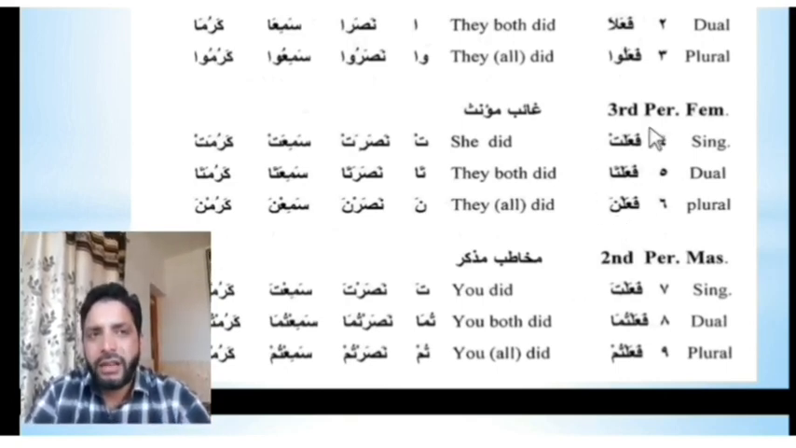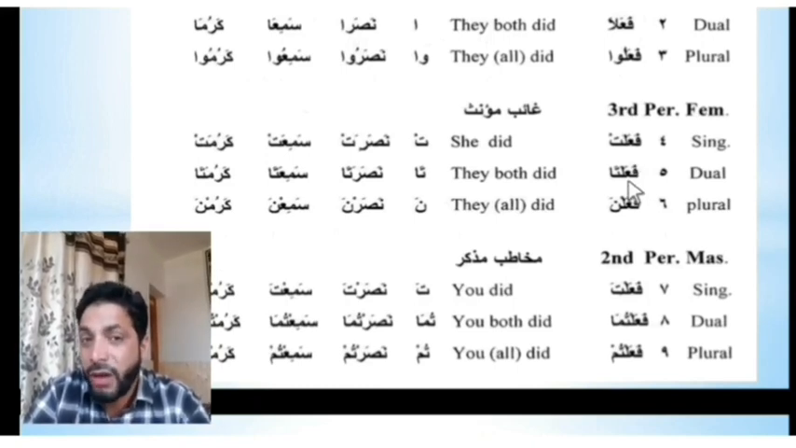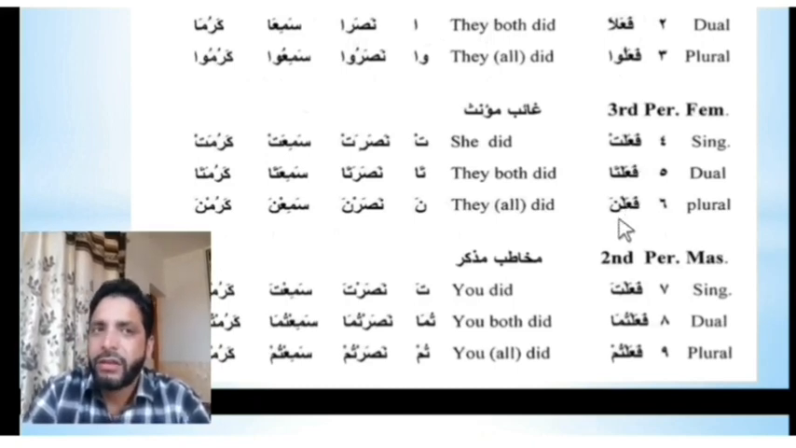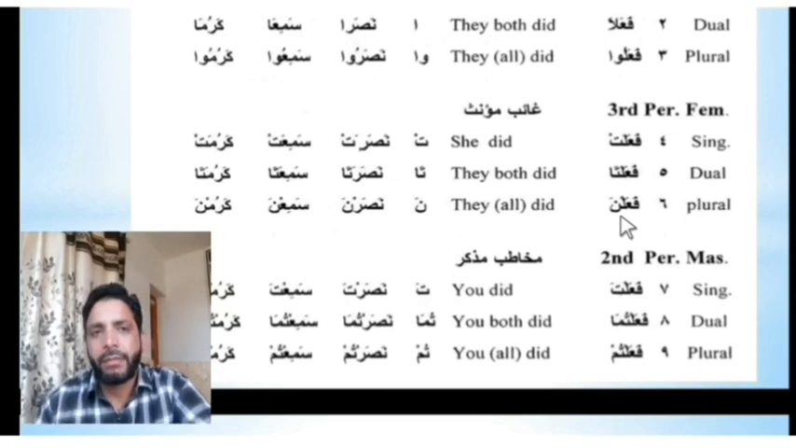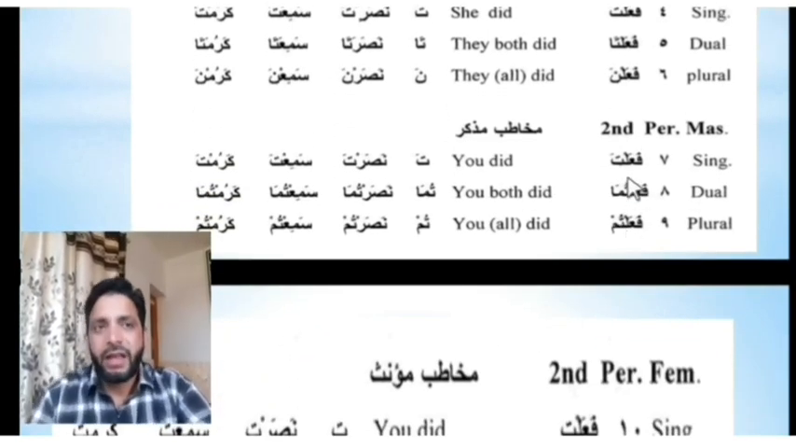So these three forms, fa'alat, fa'alata, fa'alna, all the three are used for feminine. All the three are used for third person. But the first one is used for singular feminine, second for dual feminine, and third one for plural feminine. Now we have to turn towards the second person.